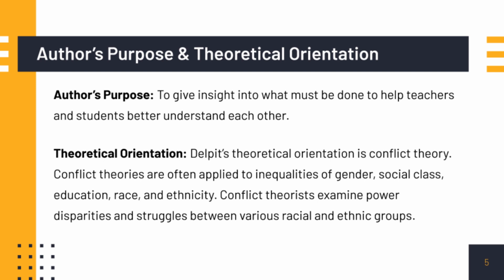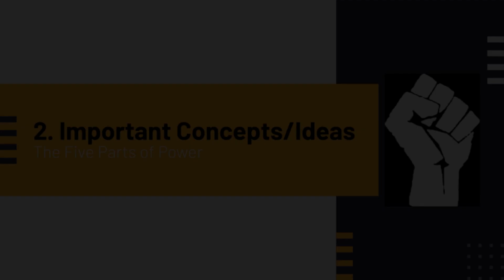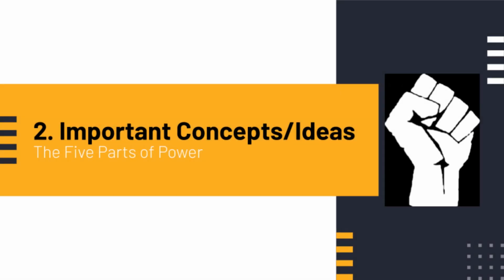Delpit's theoretical orientation is conflict theory. Conflict theories are often applied to inequalities of gender, social class, education, race, and ethnicity. Conflict theorists examine power disparities and struggles between various racial and ethnic groups. Moving on, we have important concepts and ideas. The first concept is the 5 parts of power.